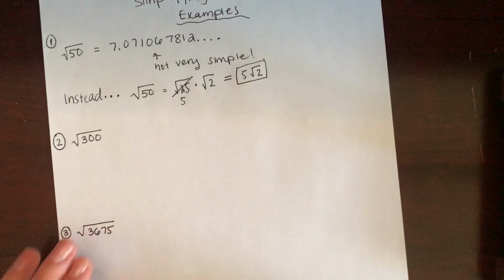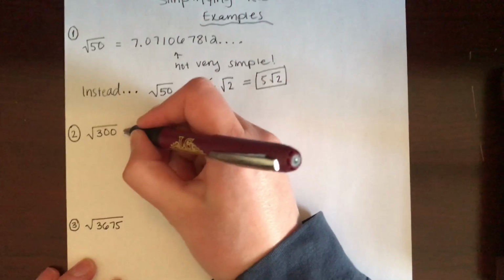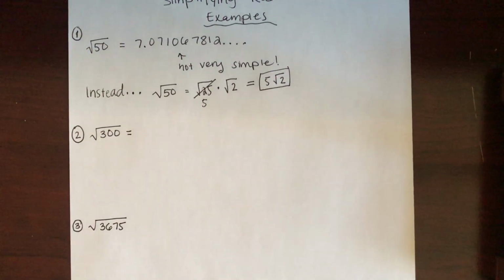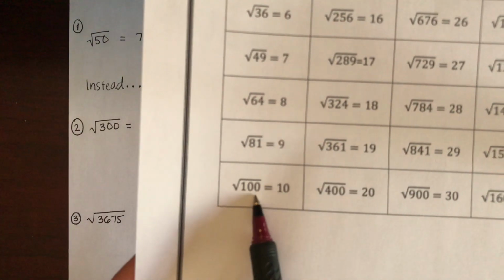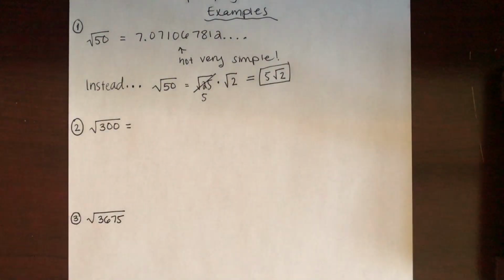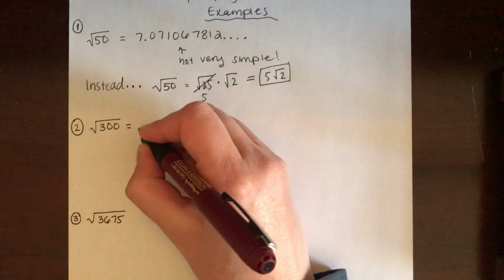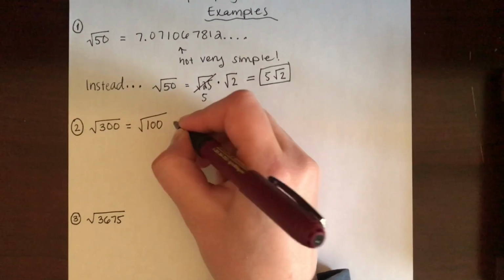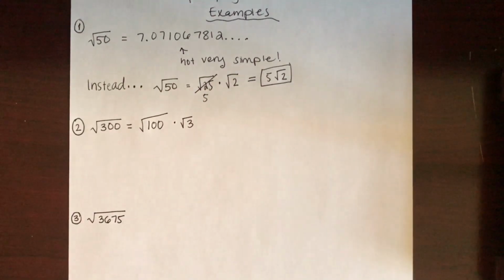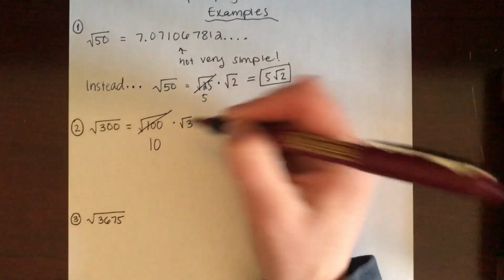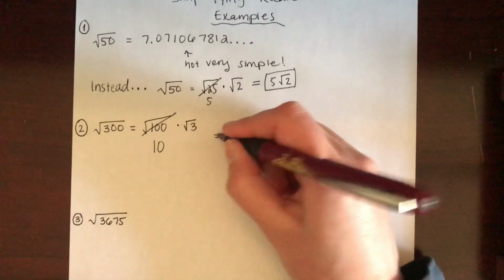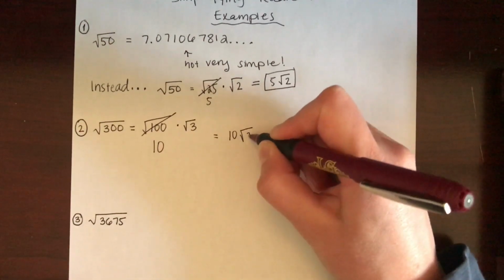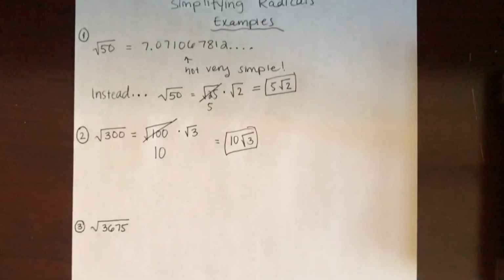Let's try another one. Square root of 300. Now, when I take out my perfect square chart, I can see that 100 is another one of our perfect squares. Well, 300 can be broken down into 100 times 3. 100 is a perfect square. Okay, it simplifies to a whole number of 10. So the square root of 300 in total can be simplified to 10 square root of 3.